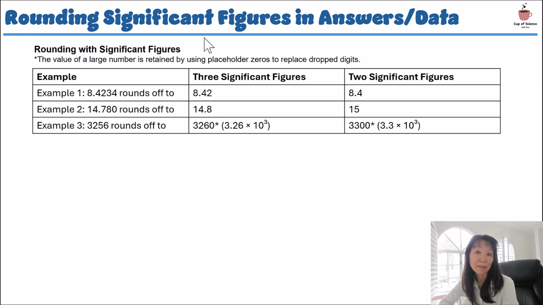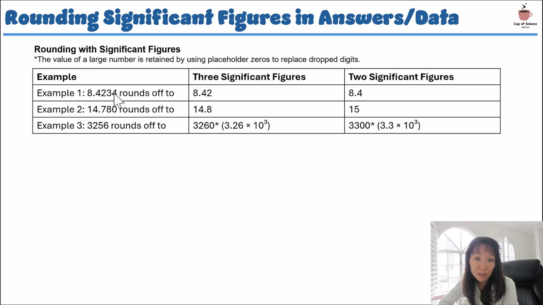Let's do some rounding with significant figures. If we have a very long number like 8.4234, and we want to round this to 3 significant figures, how would we go about this? Well, you're going to take the first 3 numbers and then ignore the rest.